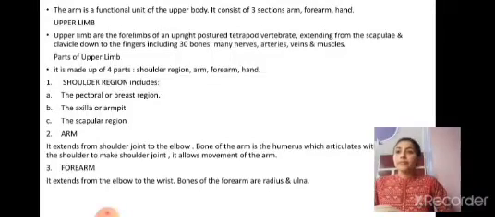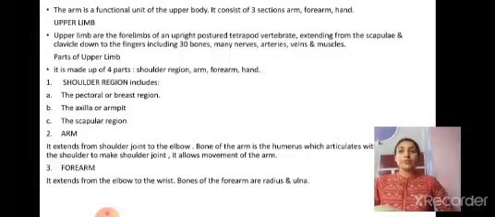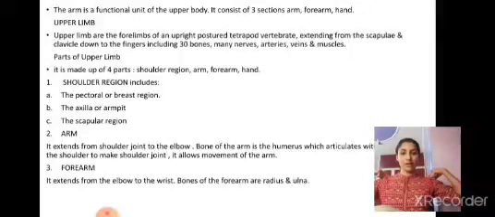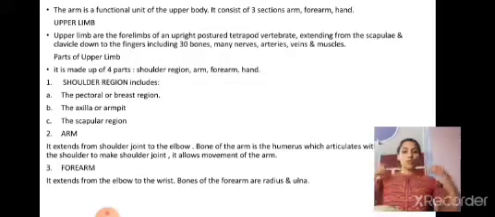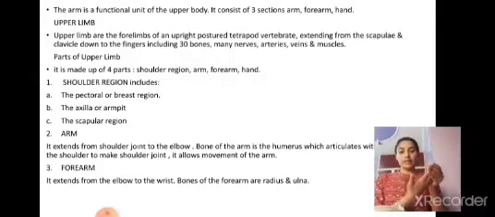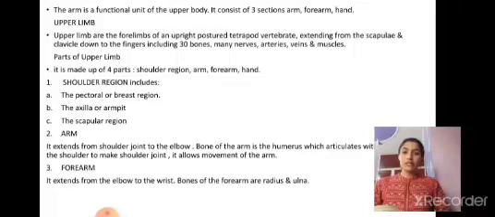Now what is the upper limb? So here's a definition of upper limb. Upper limbs are the limbs of an upright, postured tetrapod vertebrate extending from the scapulae and clavicle down to the fingers, including 30 bones. So our upper limb extends from our scapula, which is present at the back of our body, our clavicle, which is also called the collarbone, and from scapula and clavicle it is extending to the fingers. Okay, so from here up till here it is our upper limb, and it mainly includes 30 bones.